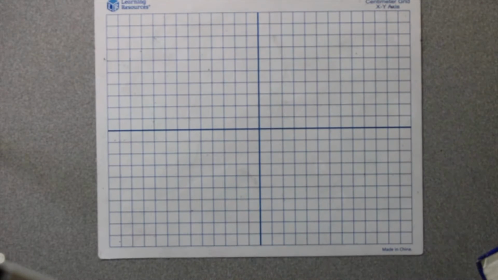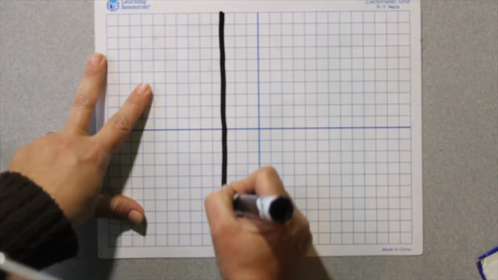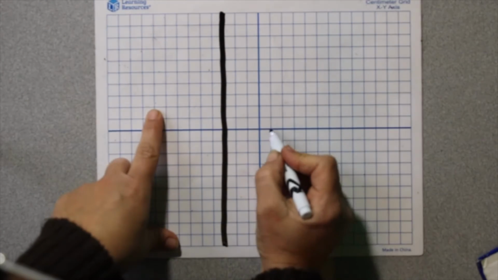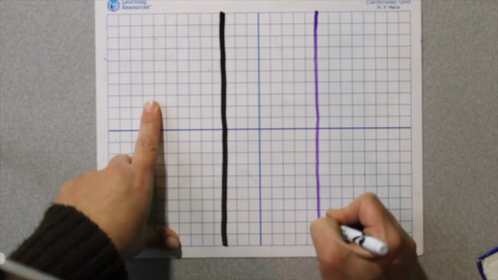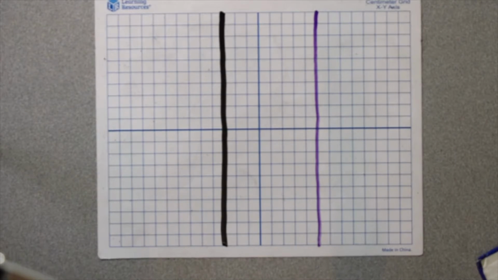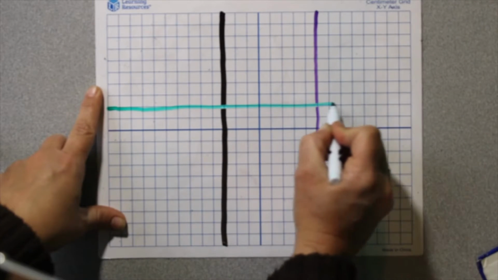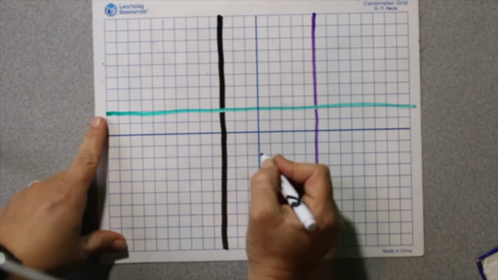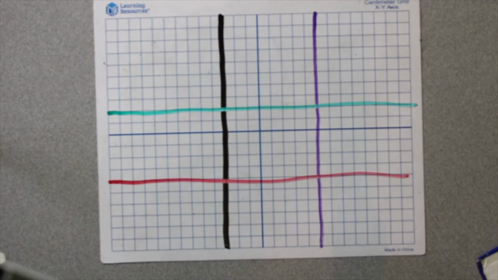So on example A, we have a line that looks like that, and then B is a line that's over here, right there, and then C is some horizontal line, and then D is another horizontal line right there. Alright, so A is the black one.